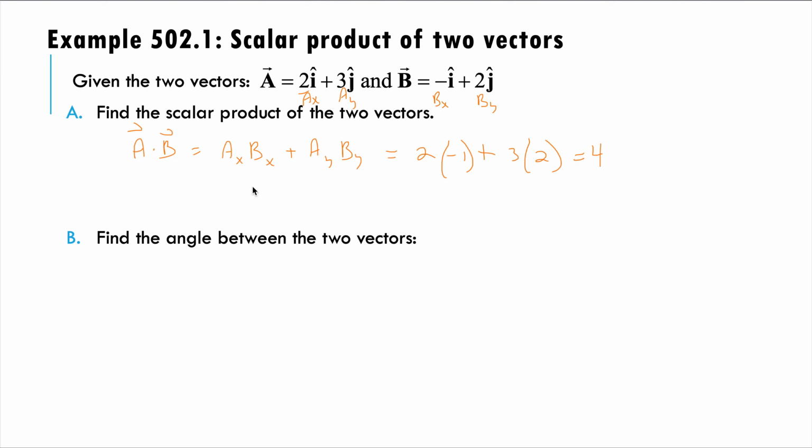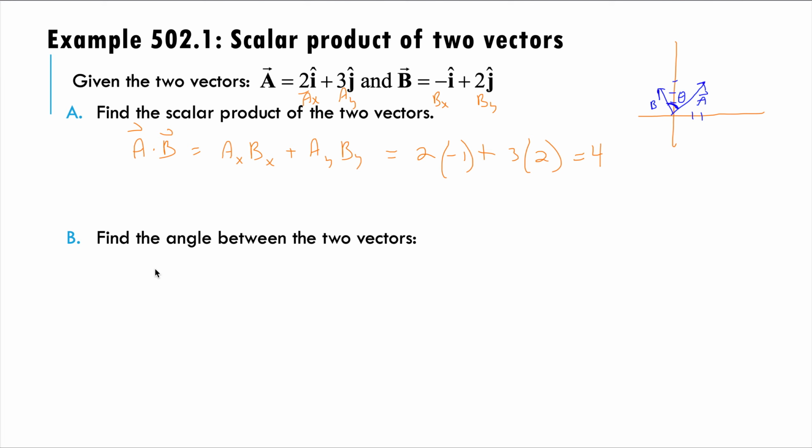What is the angle between these two vectors? If we were to roughly sketch them on a graph here, we would get 2 and then 3. This is just a very rough sketch: vector a is going this way, and then vector b is negative 1 and then 2, going this way. So what is the angle theta between the two vectors is what we're looking for.